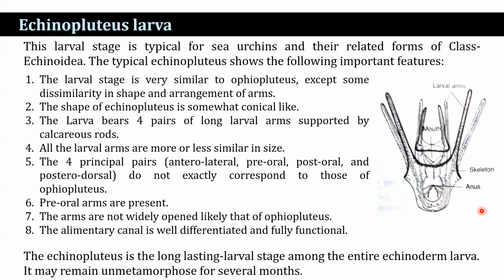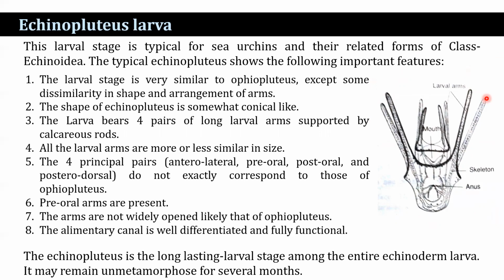Sea urchin under the class Echinoidea, and their related forms of class. The typical Echinopluteus is similar to Ophiopluteus, except for some dissimilarity in the shape and arrangement of the arms. The shape of the Echinopluteus is somewhat a conical-like structure.